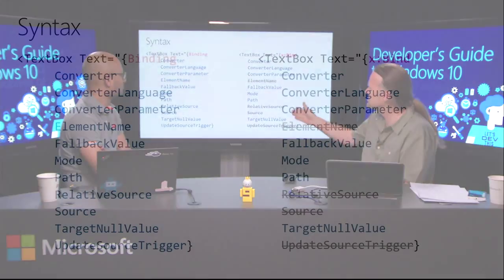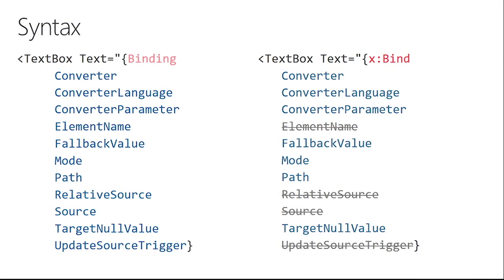Now, just to compare the two, that's classic binding. This is x:Bind. As you can see, all you do is drop in x:Bind, and all the properties are exactly the same. Your converters are the same. FallbackValue, Mode and Path are the same. TargetNullValue is the same. A few of these are not there. So ElementName is not there. That's because it's not necessary. If you think about my slider, if you give it a name like that, it's a property of your page already.